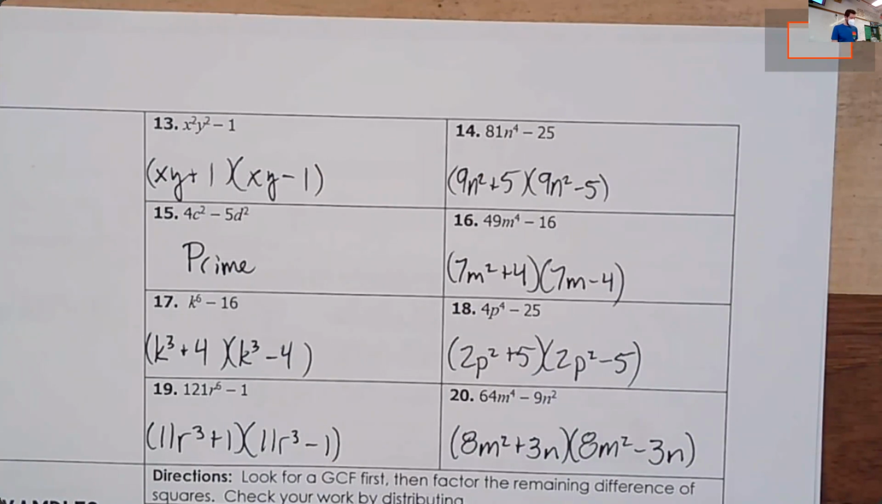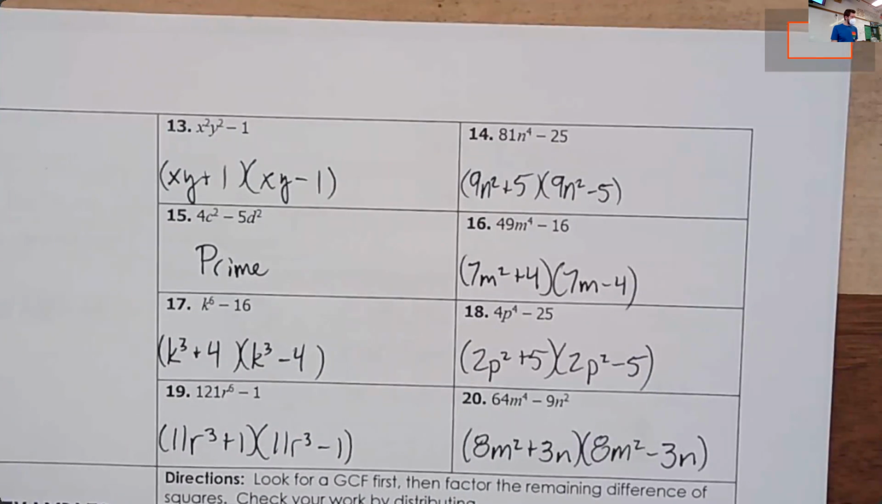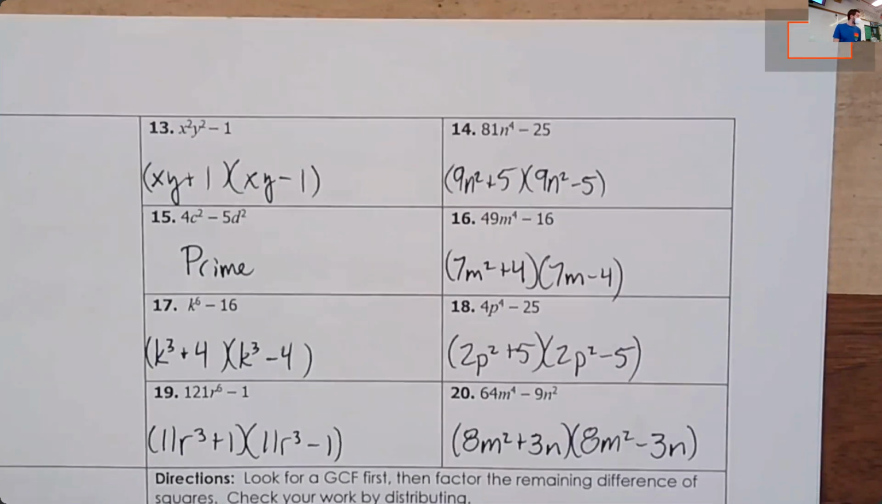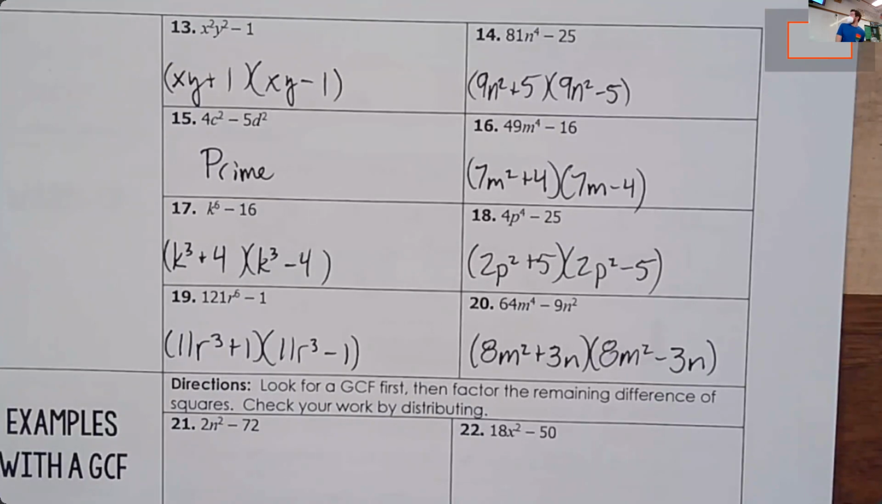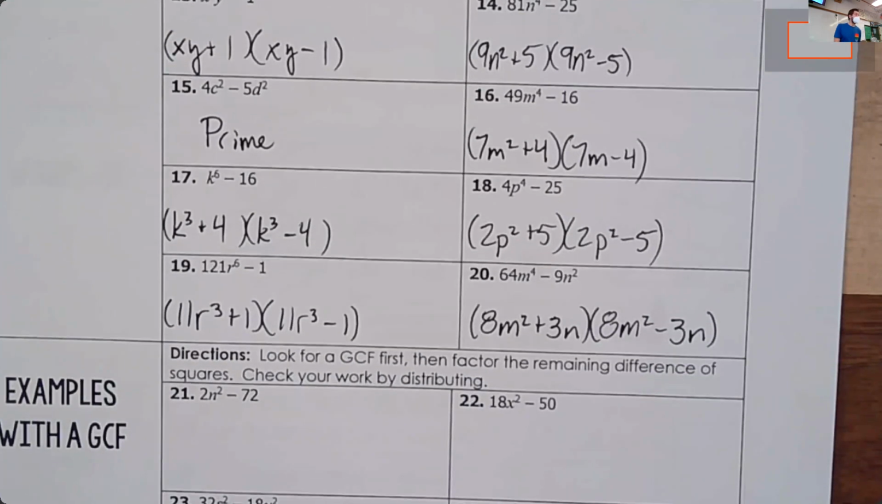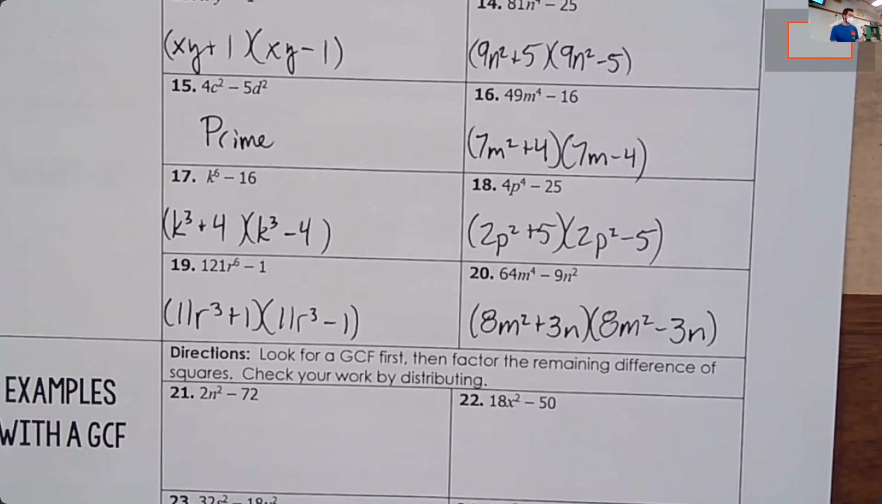And you might notice that these pretty much look like difference of squares. However, none of the numbers are actually perfect squares at this point. And so the directions say to look for a GCF first. So we are combining what we did yesterday with what we learned today. So look for a GCF first, then factor the remaining difference of squares.